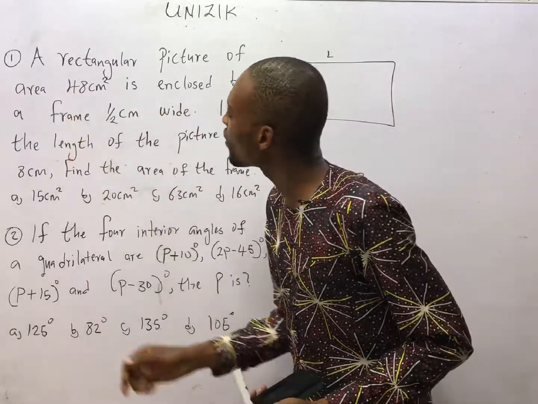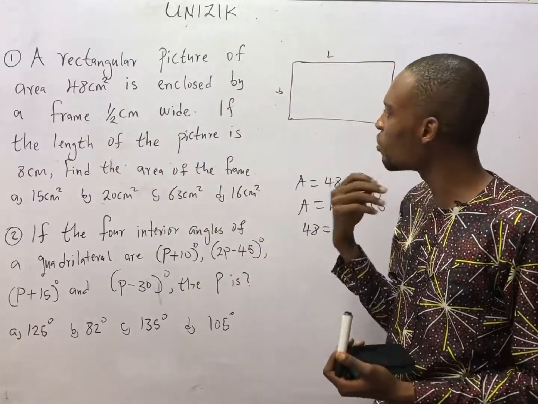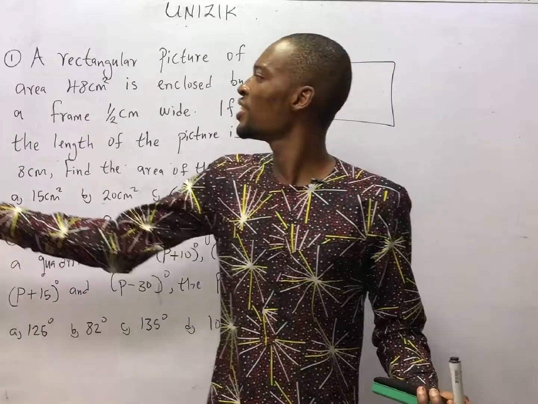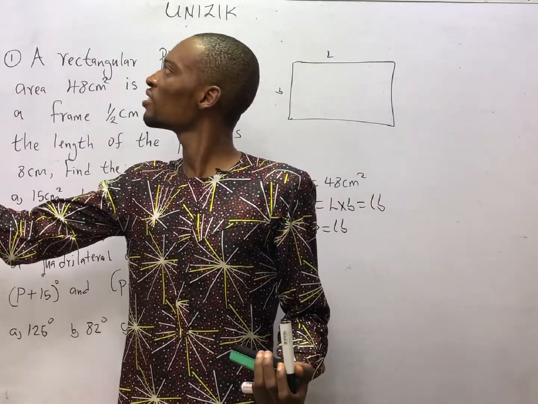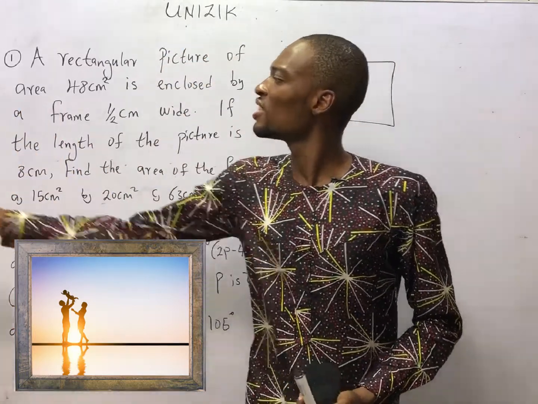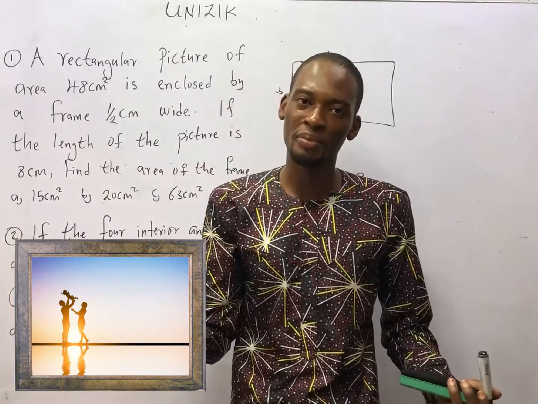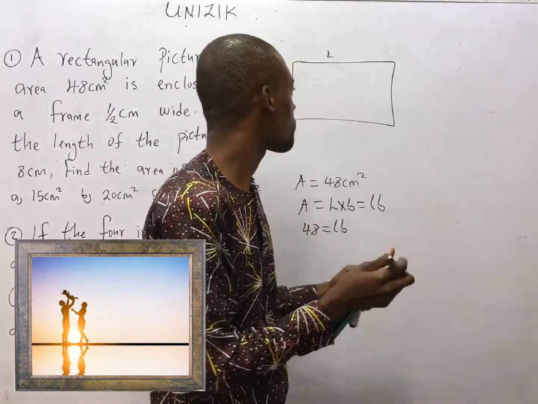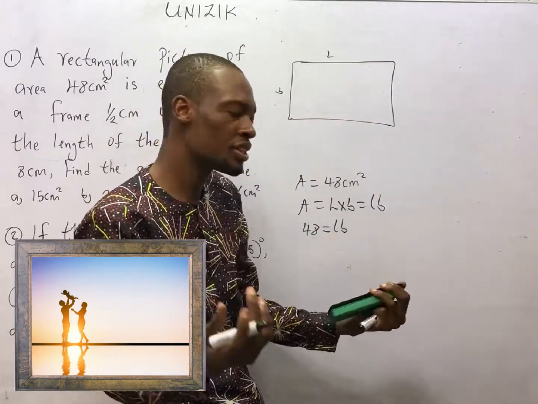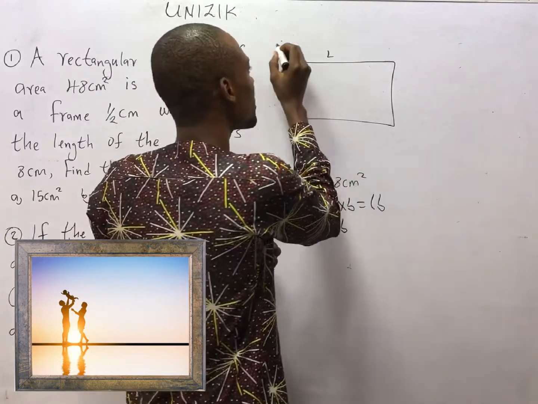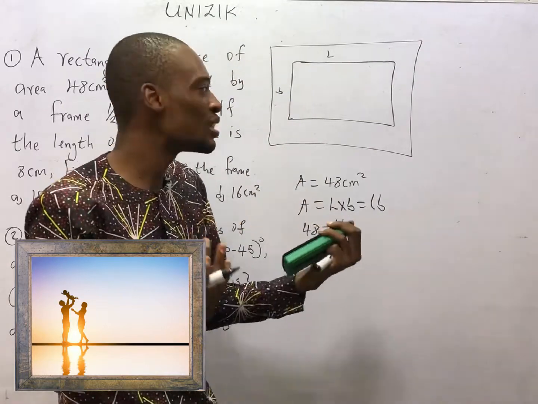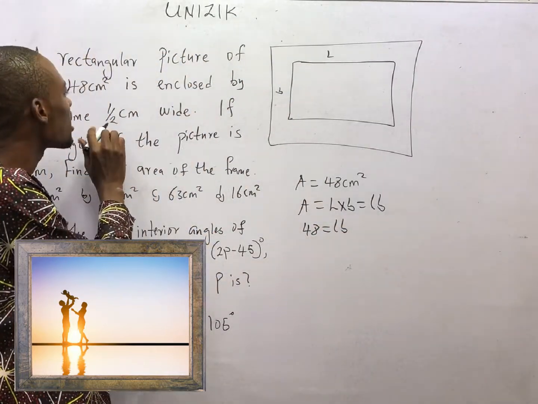Is enclosed by a frame half centimeter wide. Wow. Now, in real life, this makes sense. I have a picture here. Can I remove it? Should I? No worry. I will snap and show it on the screen. This picture is enclosed in a frame. When you have a picture and you frame it, so this is the picture. You can choose, it can stand like this, it can stand like this, depending on the orientation, but that should not be a problem. So there is a frame, as you can see in the picture. So it says this frame is half centimeter wide.